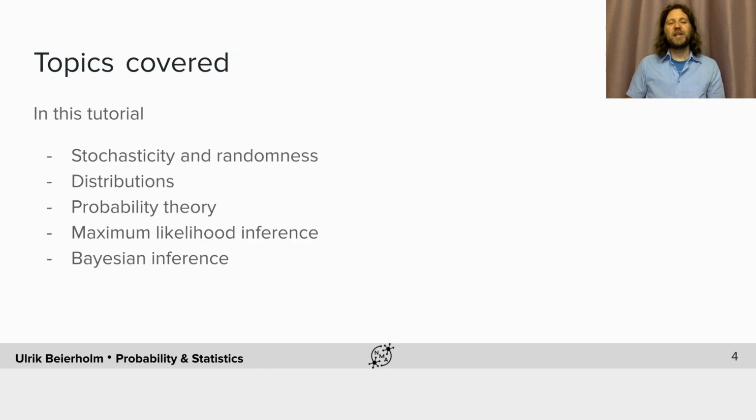So for today, the topics that we'll be covering include things like stochasticity and randomness. We'll talk about different types of probability distributions, a little bit about probability theory. We'll talk about some classical maximum likelihood inference, as well as Bayesian type of inference too.